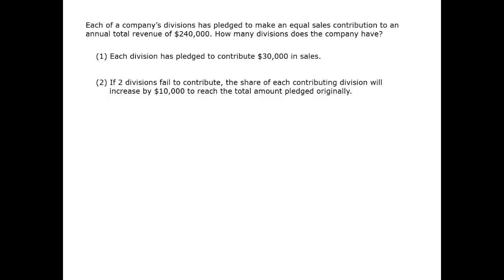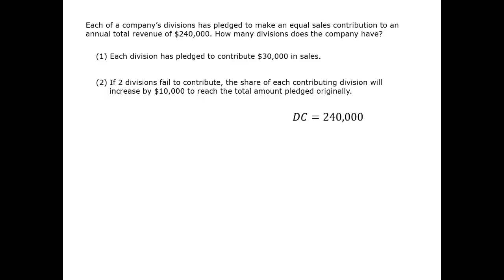In this question, if we have D divisions that have each pledged a contribution of C dollars, then the question here is telling us that DC equals $240,000. We have a single equation with two variables, so we might get sufficiency in the form of another equation.